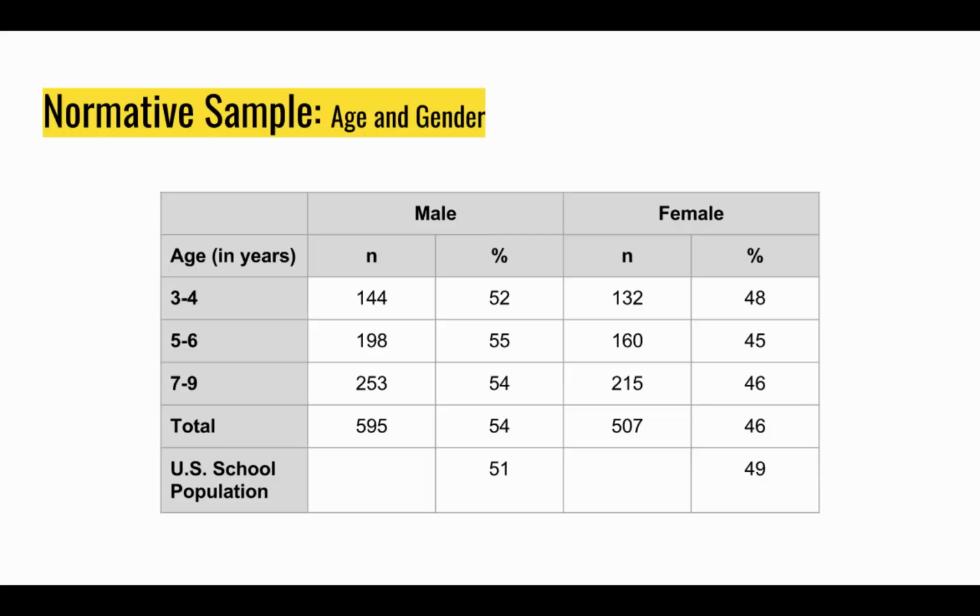The first shows the age and gender of the subjects in the normative sample. This table breaks it down into the 3 different age groups. You can see the total number of males and females and then the percentage of the sample that they represent. For 3 to 4-year-olds, 52% were male and 48% were female, and the rest of the table follows that format.